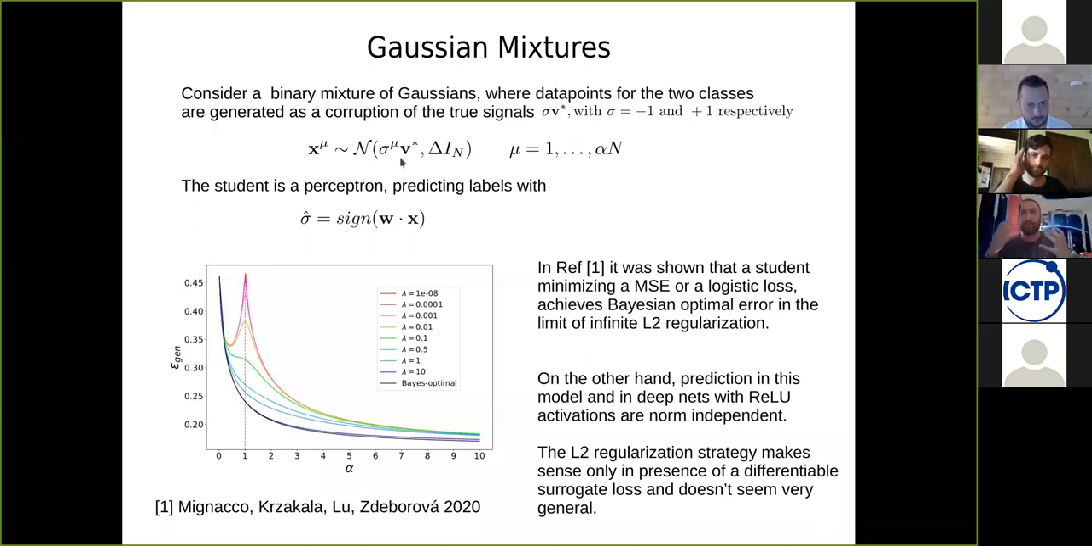This is how you generate two sets of points, and then the task is a classification task, meaning that you have to classify each data point according to the correct class. And we use a linear model, so we use a perceptron for this classification task.